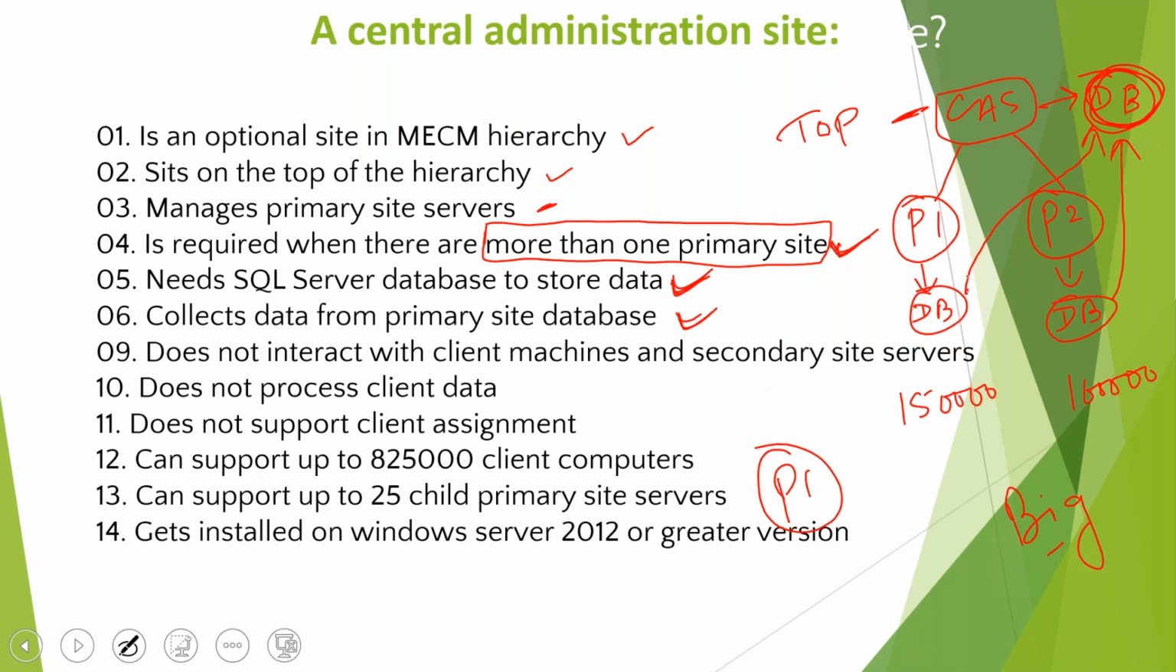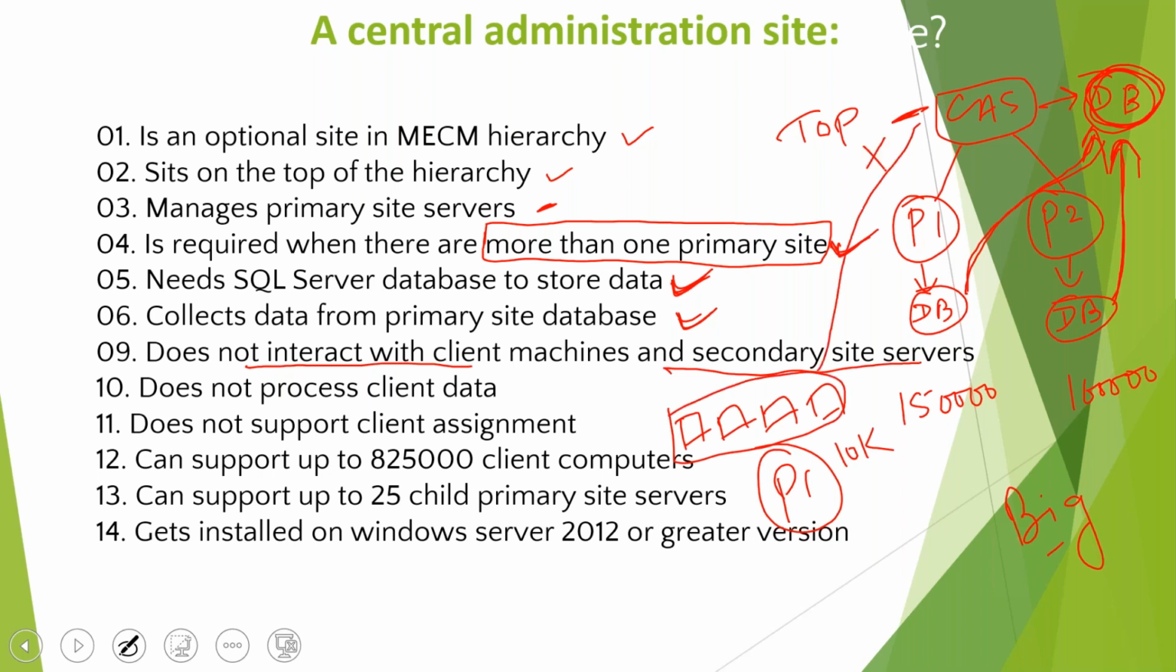Those machines will not be talking to central. So that means only the database will be syncing to the central server. The primary site database will be syncing to the central database. Device management will be done by the primary site server. Now it does not process client data.